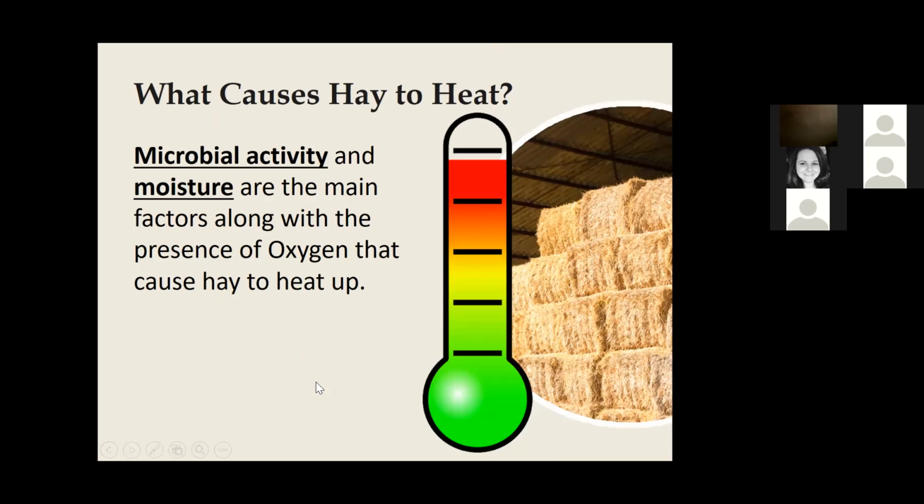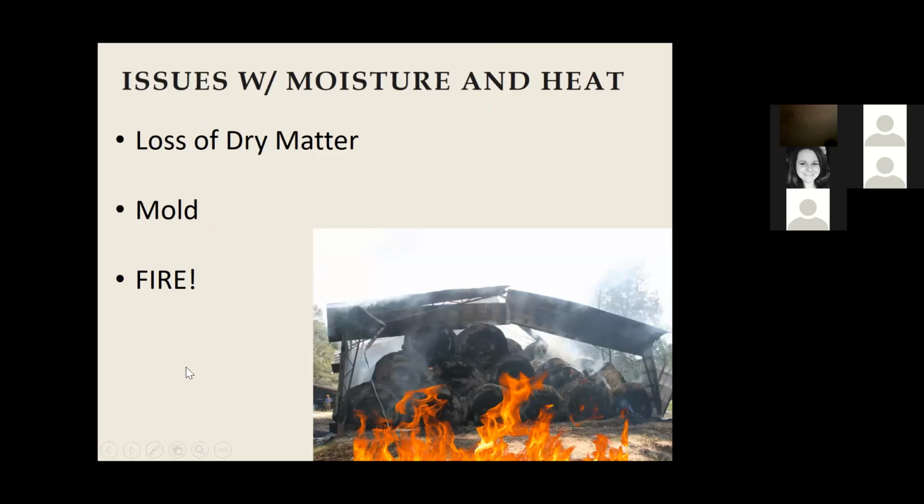So next we're going to talk a little bit about fire safety. So what causes hay to heat up? Microbial activity and moisture are the main factors, along with the presence of oxygen, that cause hay to heat up. So what happens whenever you have moisture and you have heat in a barn full of hay? So a lot of people think of mold. It's the first thing they think of whenever you think of moisture and hay. You also have your loss of dry matter, which, as David said, is very important. And lastly, it's a fire hazard.